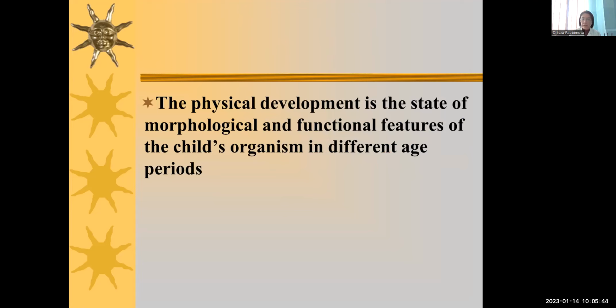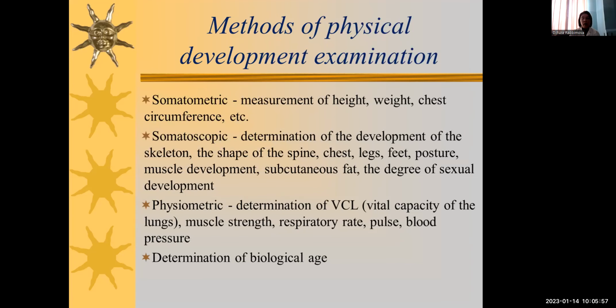What is physical development? Physical development is a state of morphological and functional features of the child's organism in different age periods. We have some methods for examination of physical development. The most common method, SamDTU. The SamDTU method is a measurement of height, weight, chest circumference, and other indicators.